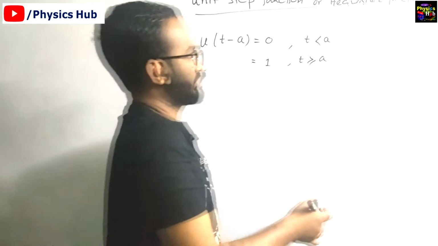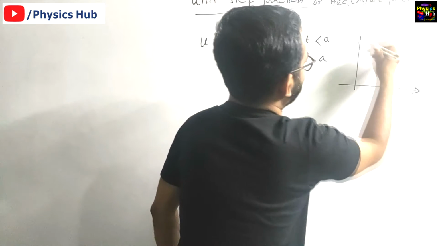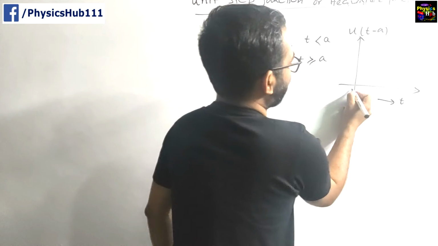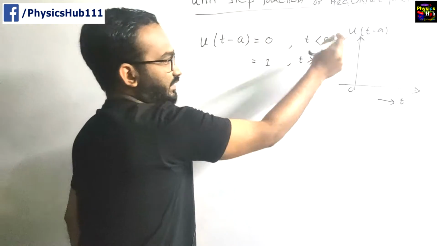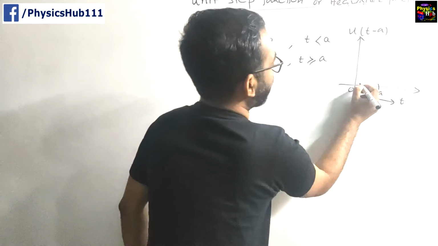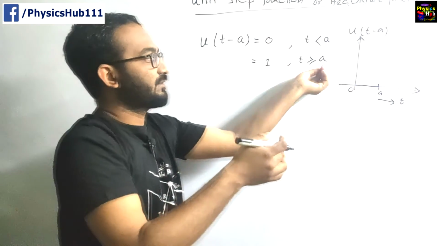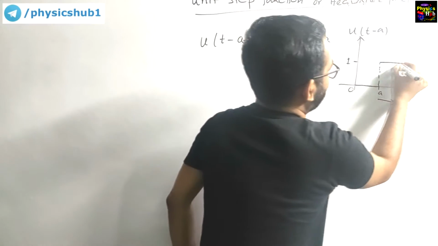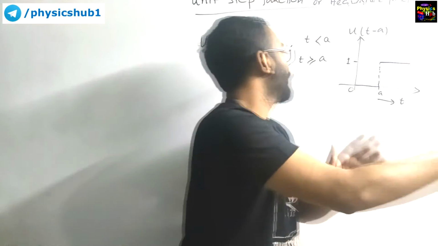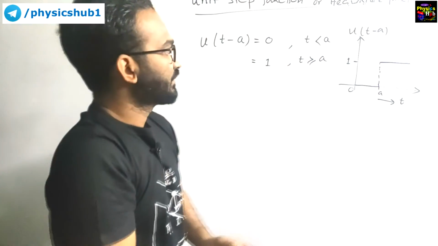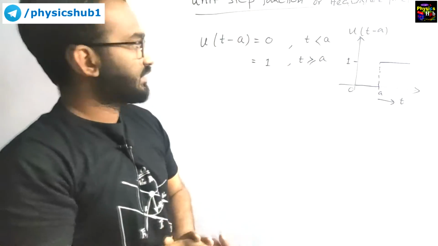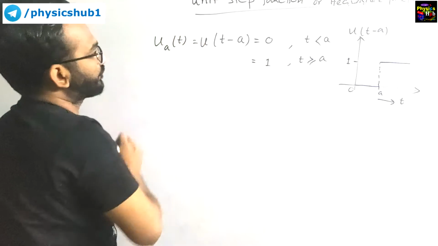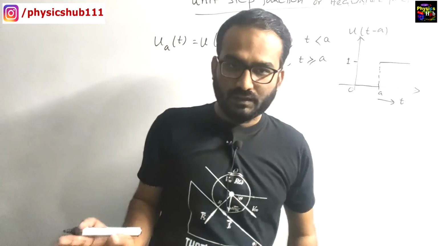Fine. So if you plot this curve, u of t minus a versus t, how will it look? Up to t less than a, it will remain at 0 level. Once it crosses the value a, it will pick up the value 1, and it will remain 1 beyond a. In this way we define the unit step function. It is also written as u of a function of t.